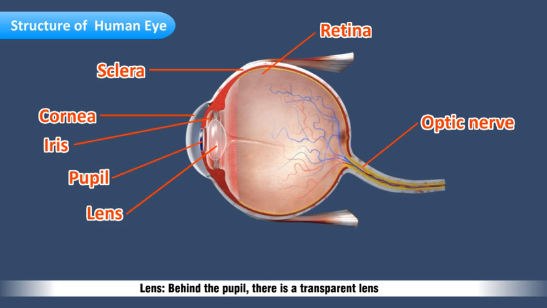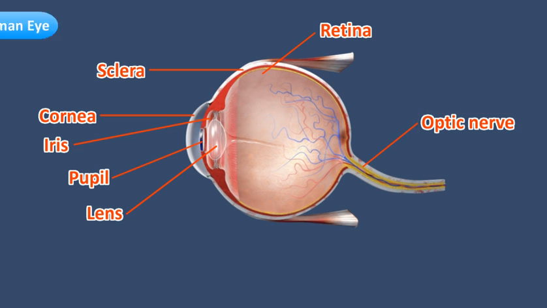Lens. Behind the pupil, there is a transparent lens that forms a real and inverted image of the object on the retina. Retina. It is a thin, delicate, semi-transparent membrane which is light sensitive and equivalent to the screen of a camera. The light sensitive receptors of the retina are called rods and cones. Optic nerve. Rods and cones generate electrical impulses when light falls on them. These impulses are sent to the brain through the optic nerve.